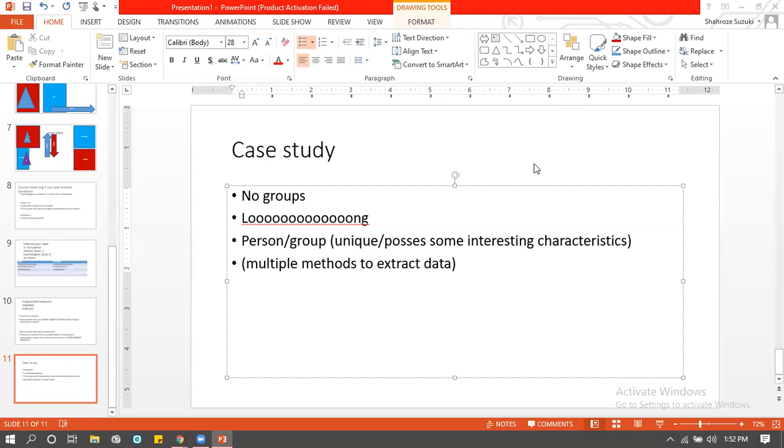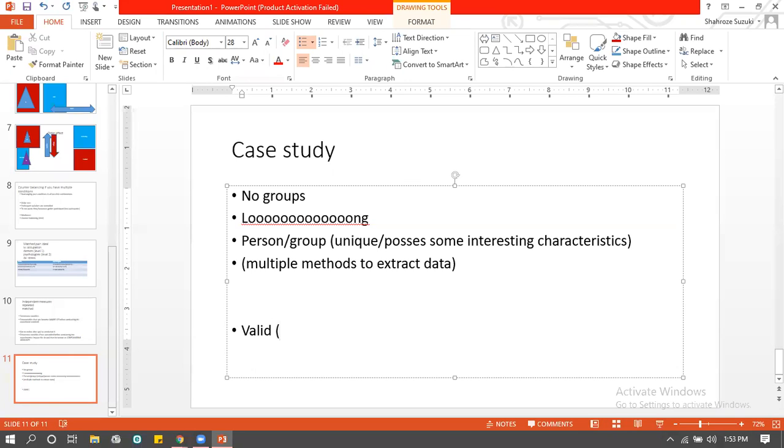Yeah, unique traumas, that could be one example. So that's a case study. You don't make groups in them. You study unique people or individuals for a long amount of time and use multiple methods to extract data. That's it. So your findings are then valid because you have studied them for a long amount of time.